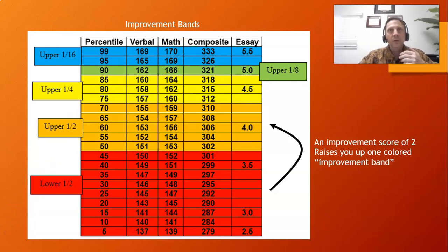Now for an average but hard-working student who works for a couple of months, Stephanie, she can probably expect an improvement score of about 2. And what that would translate to on this chart would be pulling her up by exactly 1 colored improvement band. So my typical student will begin in the red lower half and will end my program in the orange upper half. That would be pretty typical and reasonable if you're willing to work hard for a couple months.